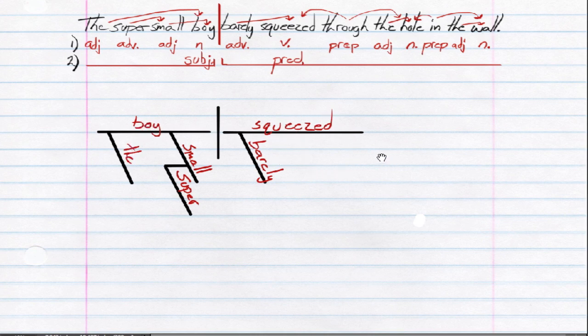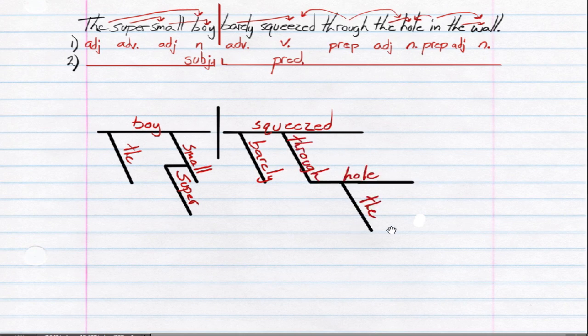Now, this is where the trick comes in. We have what they call a prepositional phrase. And a phrase, by definition, is a group of words acting like a single part of speech. So we have here squeezed, and we have this preposition through. Through the hole is describing these three words are acting as a group to describe the squeeze. And it would be drawn like this.